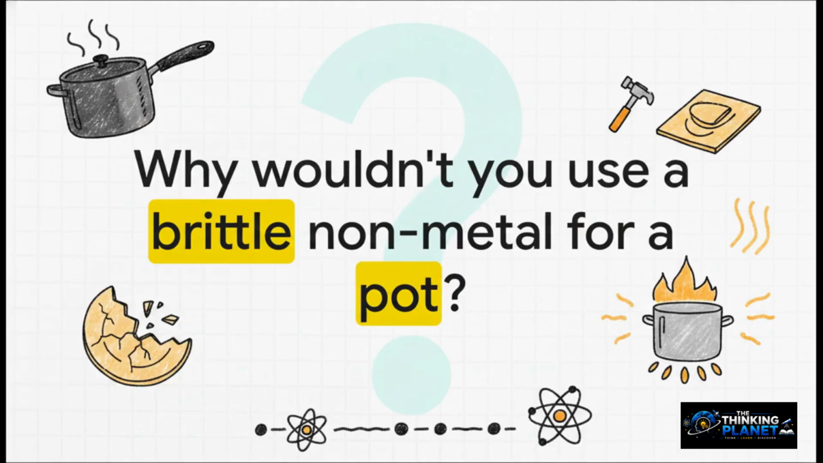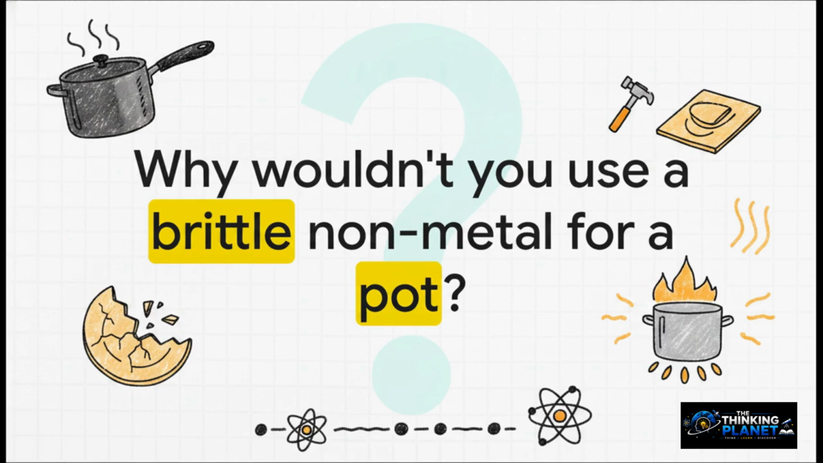And for our final thought question today, if you were hired to design a brand new heating pot for a kitchen stove, why wouldn't you use a brittle, insulating nonmetal? Think about the real-world application here. A heating pot has to transfer heat to actually cook the food, right? So an insulator would be completely useless at that. Plus, it has to survive being banged around in a kitchen. If it's brittle, it would shatter the second you dropped it.